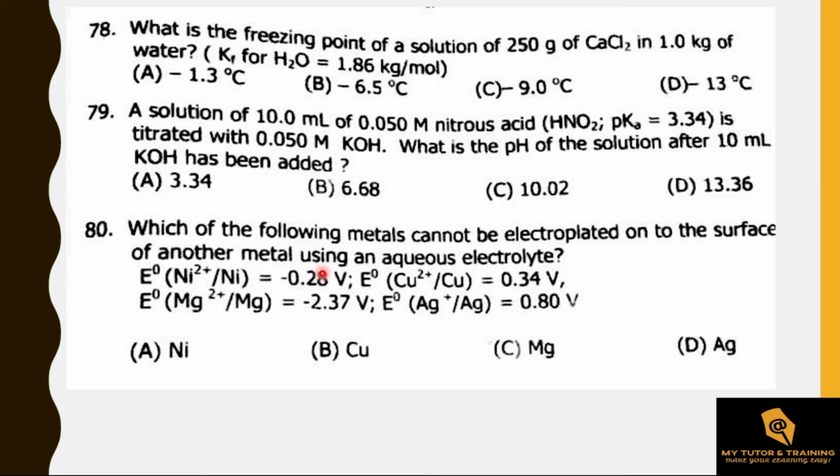Question number 79. A solution of 10 milliliter of 0.05 molar nitrous acid is titrated with 0.05 molar potassium hydroxide. What is the pH of the solution now?